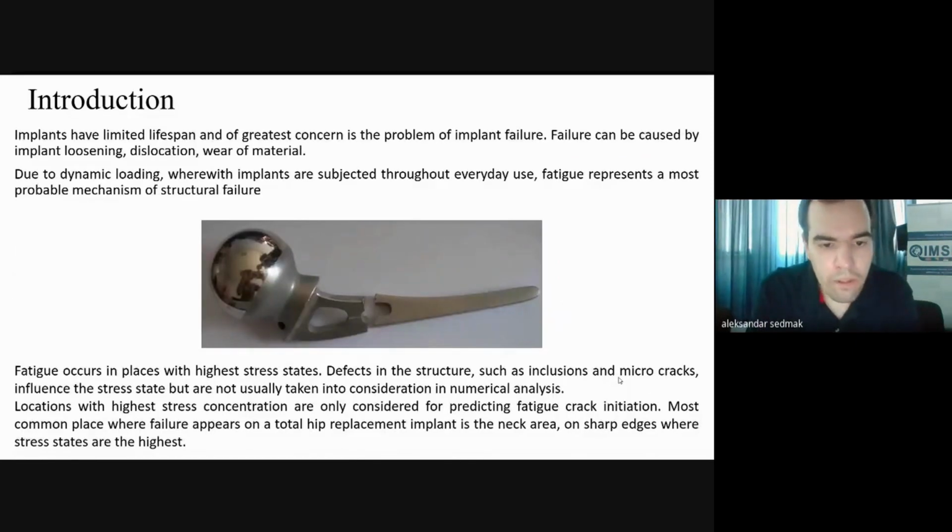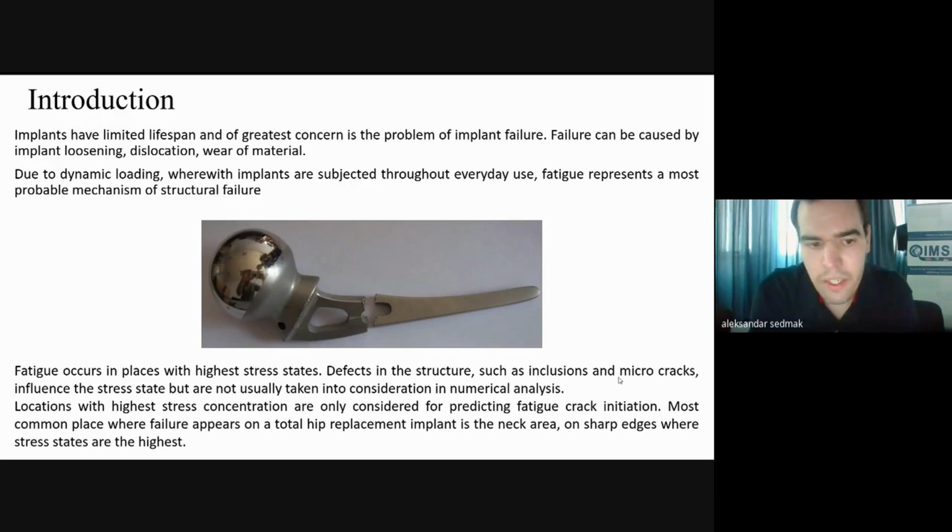As with all things in life, implants have a limited lifespan, and of great concern is the problem of their failure. The failure might come as implant loosening of the metal component from the bone, eventual dislocation, and wear of material if there is any abrasion between the implant head and the cup placed above it.